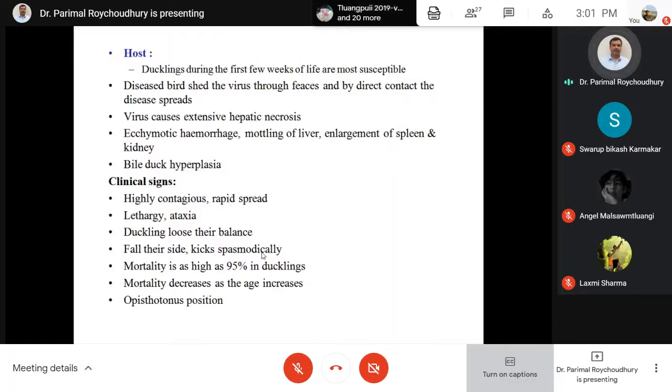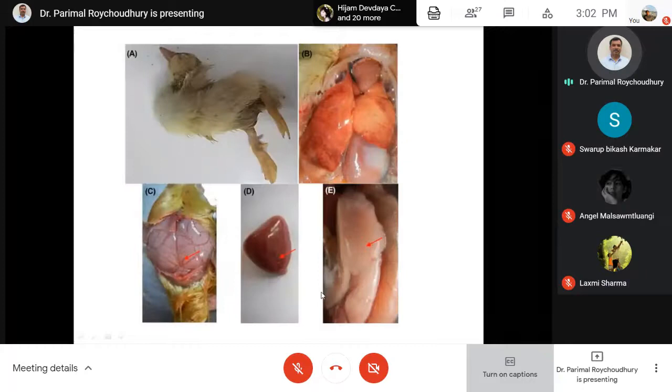It's highly contagious and spreads rapidly. That is one nature of this disease. Lethargy and ataxia are shown by the ducklings. Ataxia means nervous incoordination. Gradually they lose their balance, and finally they fall on their sides, and spasmodic kickings are observed. And they die. At the time of death, you can see the total bending of the neck, what is called the opisthotonos condition. So these are some of the clinical observations of duck virus hepatitis infection. This is the opisthotonos condition.